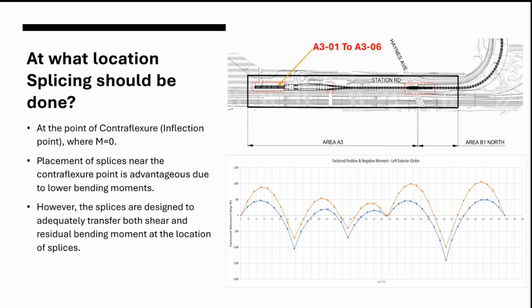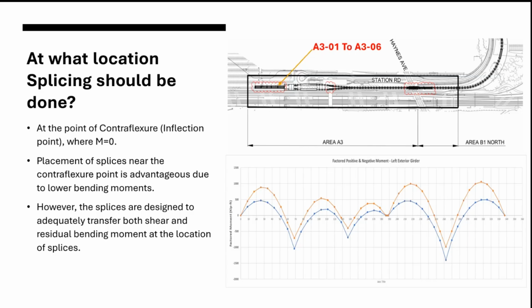So at what locations should the splicing be done? I was working on A301 to A306. As you can see in the graph below, with my cursor, this is the span length, and this is the moment that we got for this span length. So we finalized a location where the moment was zero, going from negative to positive, and we finalized at what location the splicing should be done.